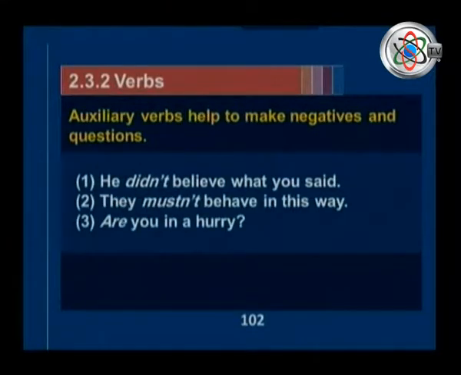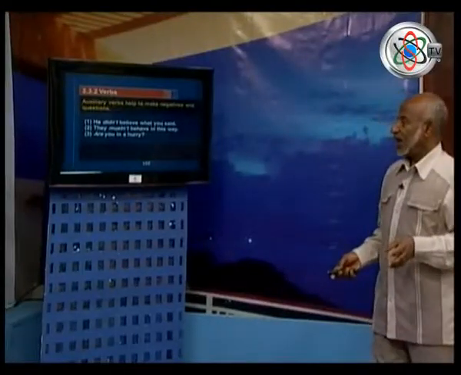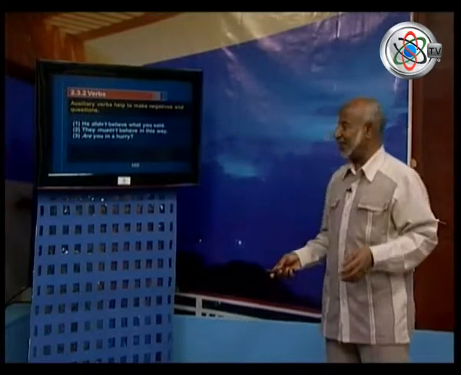And auxiliary verbs can help us to make negatives and questions. Number 1, he didn't believe what you said. Number 2, they mustn't behave in this way. Number 3, are you in a hurry? I would like to have a word with you. I'd like to have a word with you. Are you in a hurry?